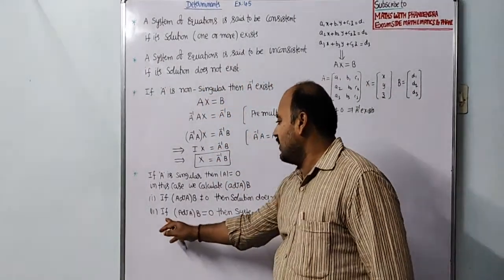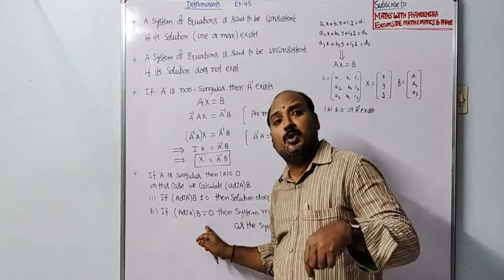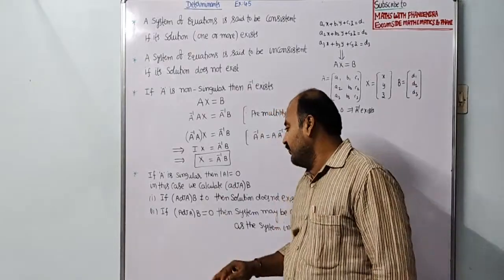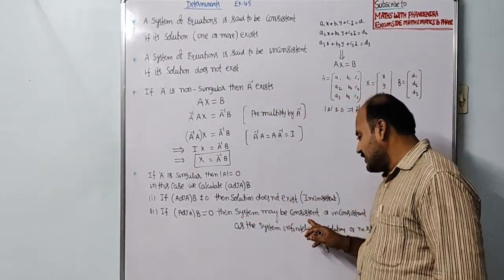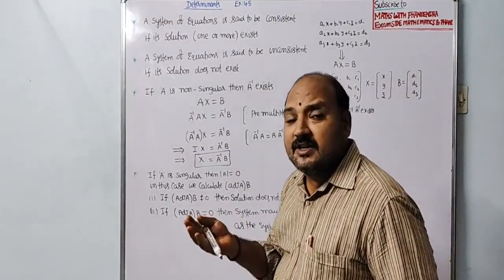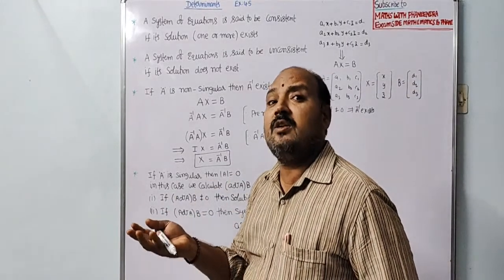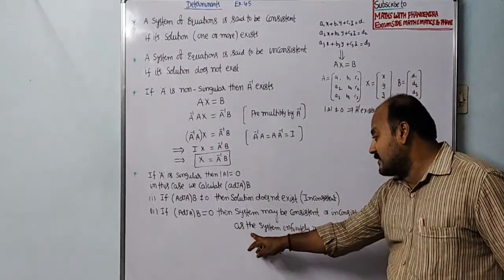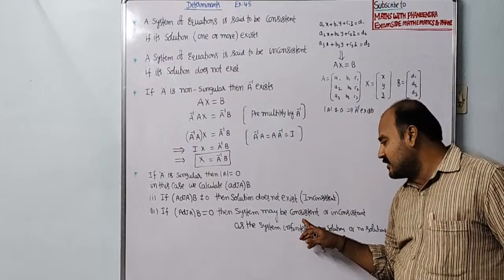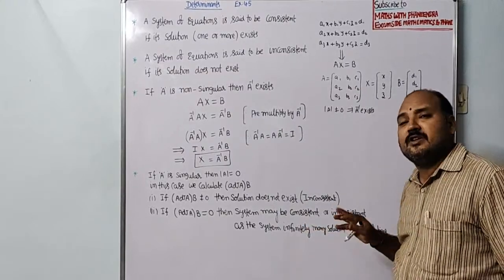Next, if adjoint A into B is equal to 0, that is, when the product of adjoint A and B is 0, then the system may be consistent or inconsistent. The system may have a solution, or may not have a solution. Infinitely many solutions means consistent, or no solution means inconsistent.